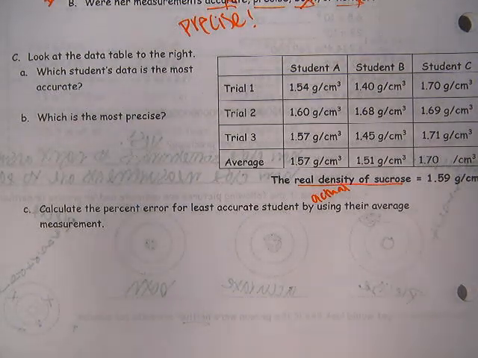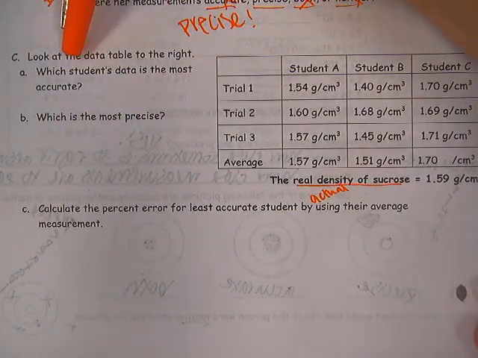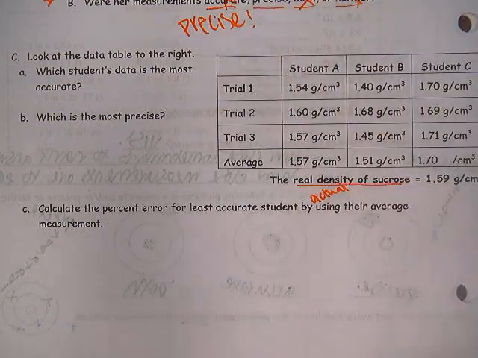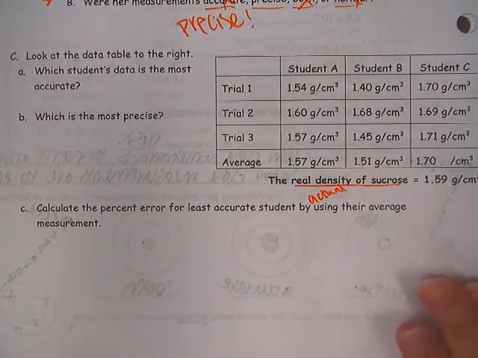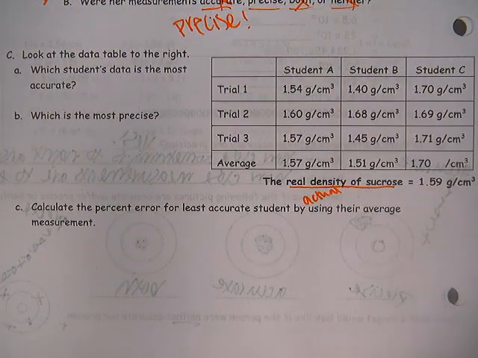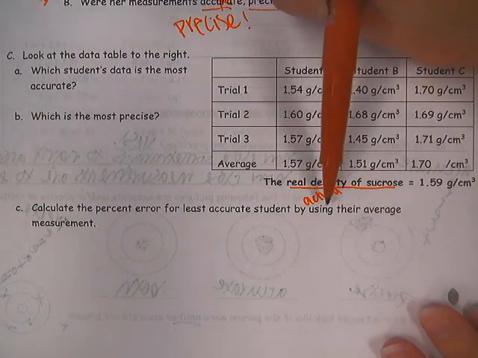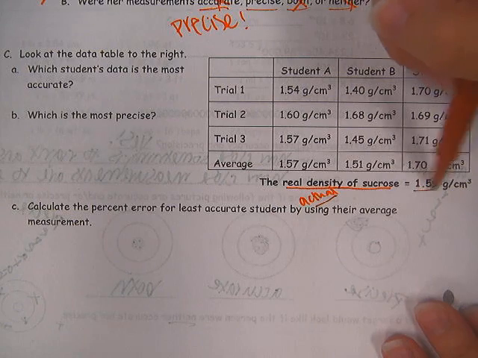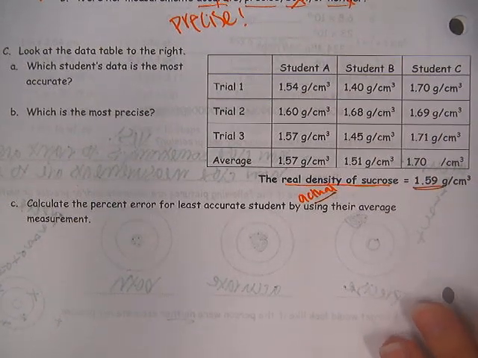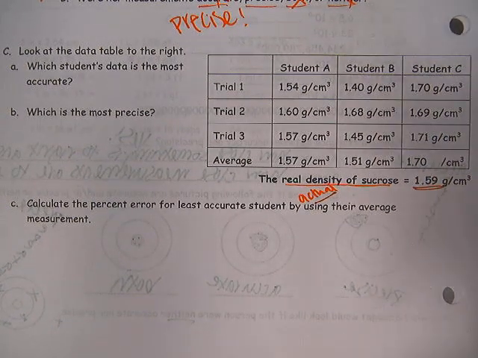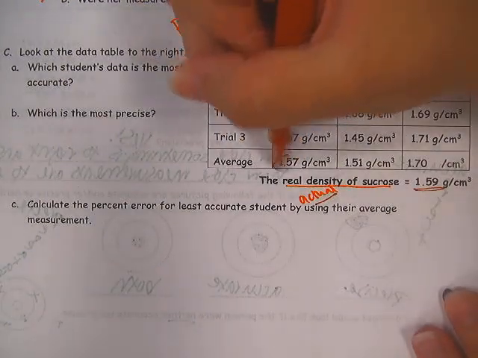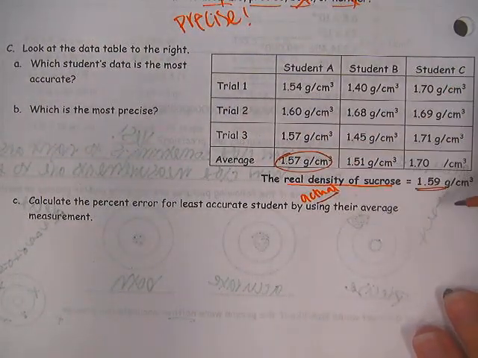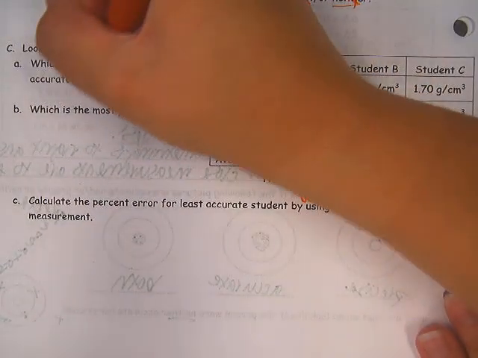So for example C, the first question says, which student's data is the most accurate? If we're asking which is the most accurate, that means which student's data is closest to the actual measurement for the real density of sucrose. So closest to 1.59. So who is closest? Student A. Student A, because their average was 1.57. That's closest to 1.59. So student A.